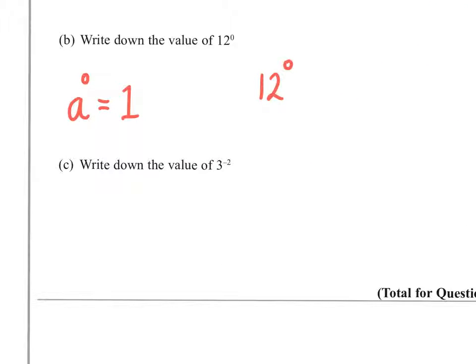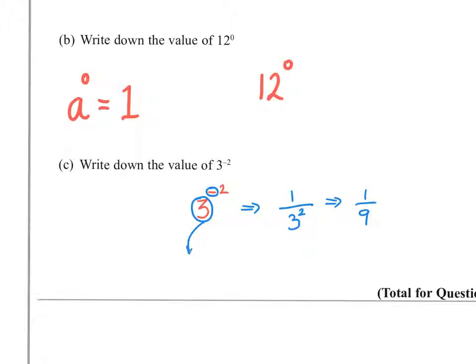It says, write down the value of 3 to the power negative 2. Well, the negative sign here means that you have to find the reciprocal of the base, this being the base here. So this would be the same as 1 over 3 squared. And 3 squared is just 9, so it's going to be 1/9.